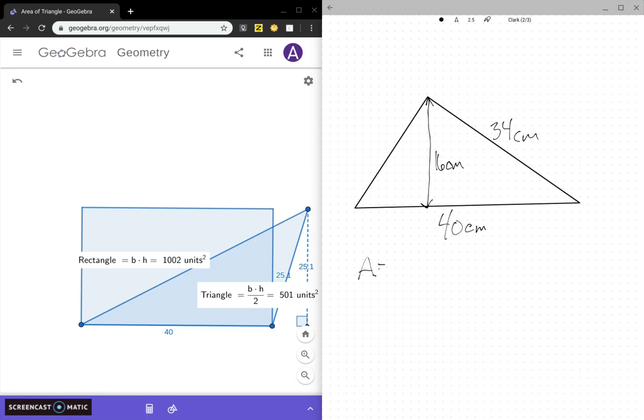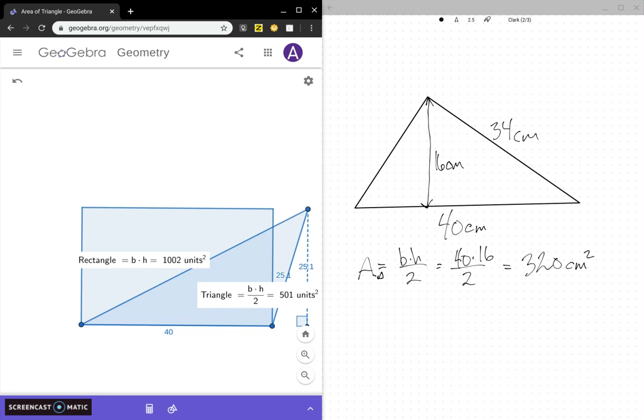All right, so let's go to our formula. Area of a triangle is base times height, and then divide that by 2. So our base here is 40 centimeters. Actually, I'm not even going to bother writing the units right now. And then we're going to multiply that by the height, which is 16, and then divided by 2. All right. So calculate that out. What do we got here? 20 times 16, we get 320 square centimeters. All right, let's go play with the animation to verify this.